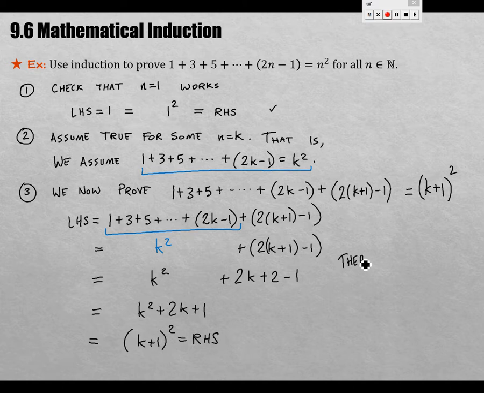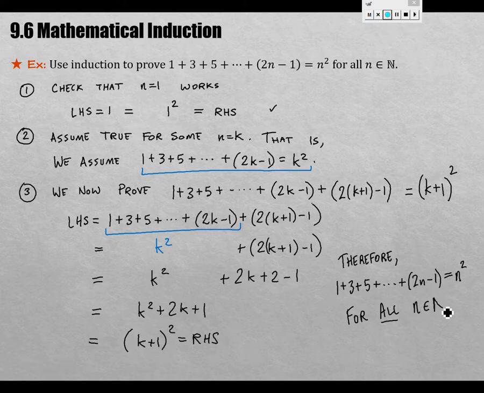Okay. So let's write a final statement. Therefore, I'm just going to restate the problem: 1 plus 3 plus ... plus 2n minus 1 equals n squared for all natural numbers n. By induction, maybe, something like that. Okay. I think it's important to have some summary statement. You could even just say something like, therefore, the original result holds, or something.